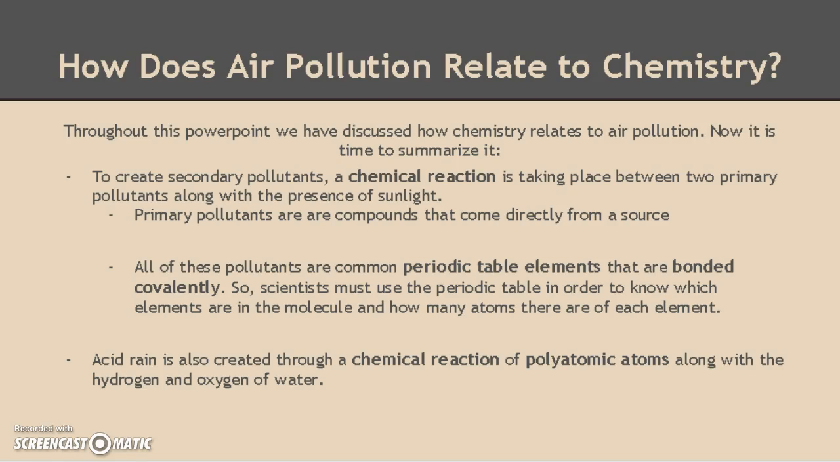These primary pollutants are compounds that come directly from a source, and most of them are covalent compounds. Since most of these are covalent compounds, most of them are from the periodic table of elements, and they bond together covalently to create these secondary pollutants. And also we talked about how acid rain is combined chemically with hydrogen. It has to have hydrogen and water in the equation to create these pollutants that cause acid rain.